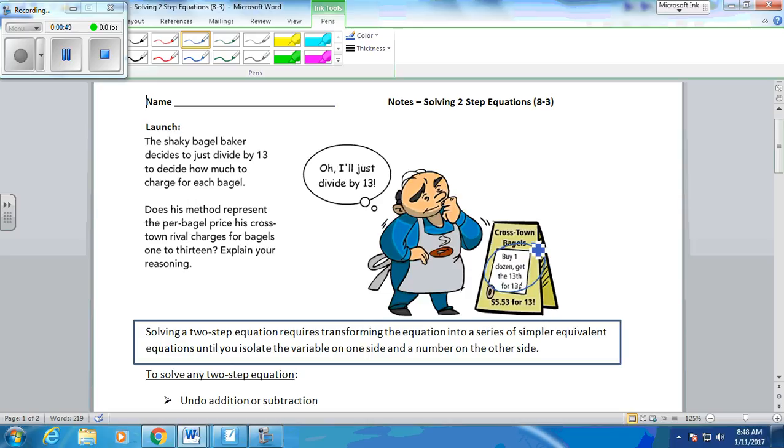So, again, we said yesterday that we're going to say let X be the price of the bagel, or cost, or per bagel. And we said that we've got 12 bagels all at the same price, so we multiply them by the same cost. Plus we add on the 13 cents to give us the $5.53 for the total. So if I was to just divide by 13, would I get the same answer as if I was to solve this equation? And most, you should be saying, no, you would not.